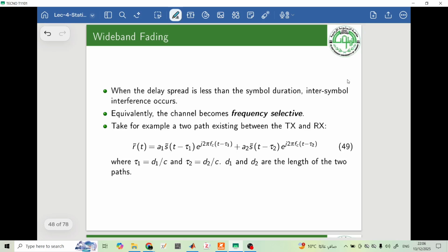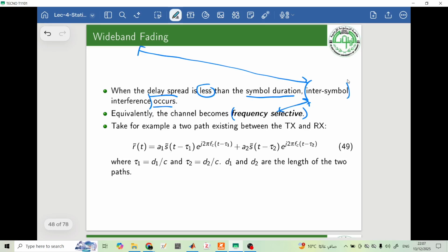Okay, the wideband fading occurs when the symbol duration is less than the delay spread. When this occurs, inter-symbol interference occurs, which leads to wideband fading. So now we have three synonyms, three equivalent concepts or expressions: first, frequency selective fading, and inter-symbol interference, and the big topic, which is wideband fading. So those three concepts are equivalent in some sense.